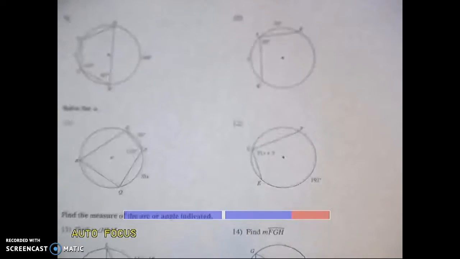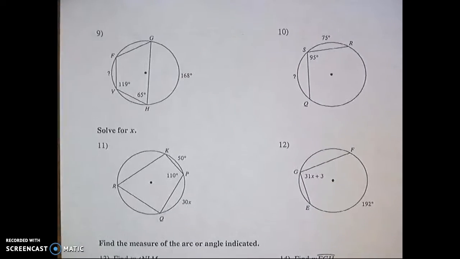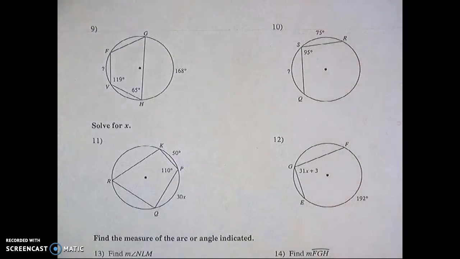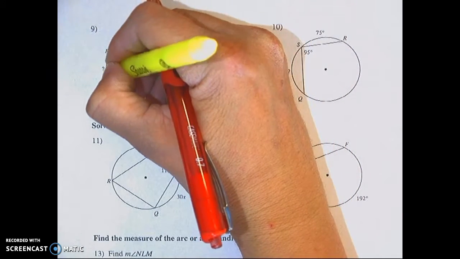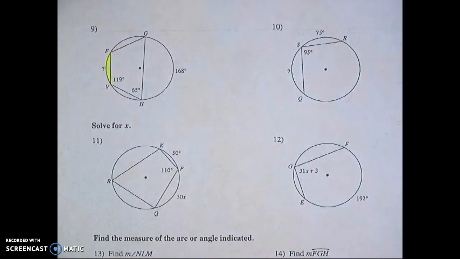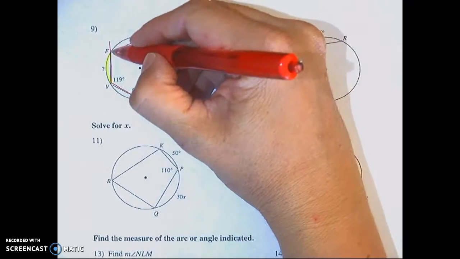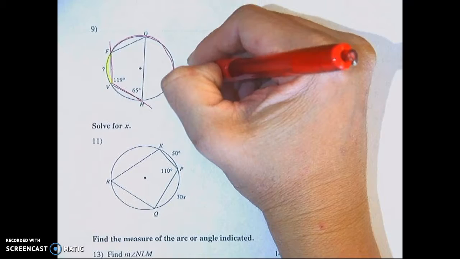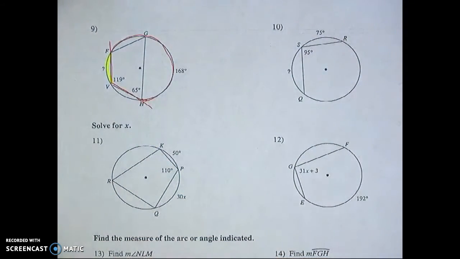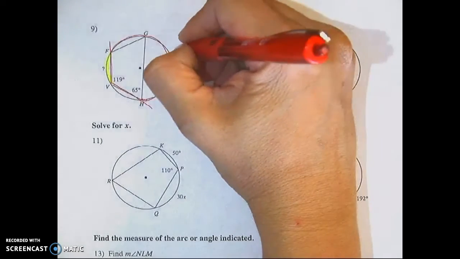Okay. Moving on, number 9 is a really good problem. Let me zoom in just a little bit there so we can see this really well. But it takes a little bit of working and maneuvering to get to the correct measurements. The one I'm looking for is right here at FV. That arc does not have an angle measure that goes with it, but I do have this angle, 119 degrees, which would give me this whole arc FGH. So if I double that, 119 times 2 is 238.